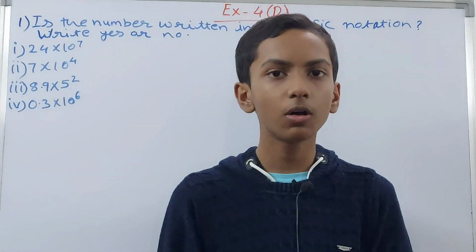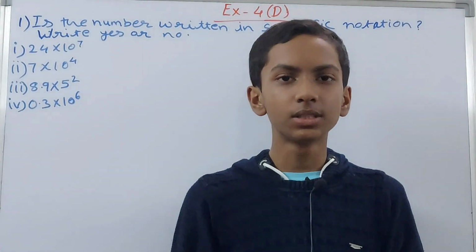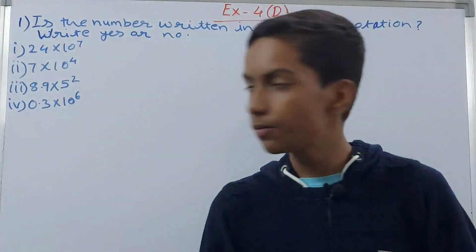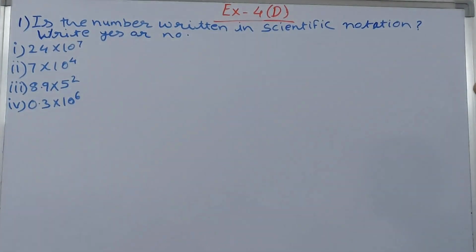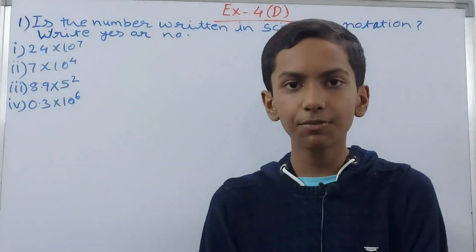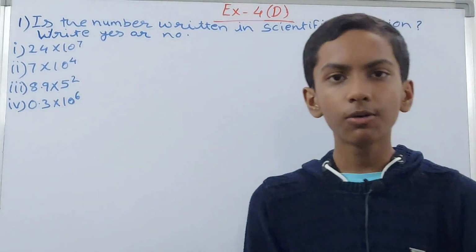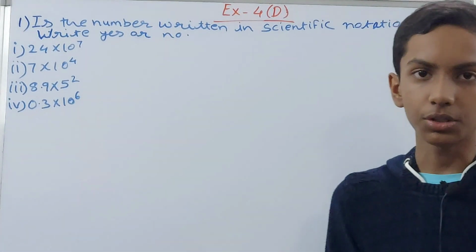In this video, we are going to solve ICSE Mathematics Class 7, Chapter 4, Exponents Exercise 4D, Question 1. What do we have here? Is the number written in scientific notation? Yes or no? So we have to tell if our number is written in scientific notation or not. Now, first of all, we need to understand what scientific notation is.